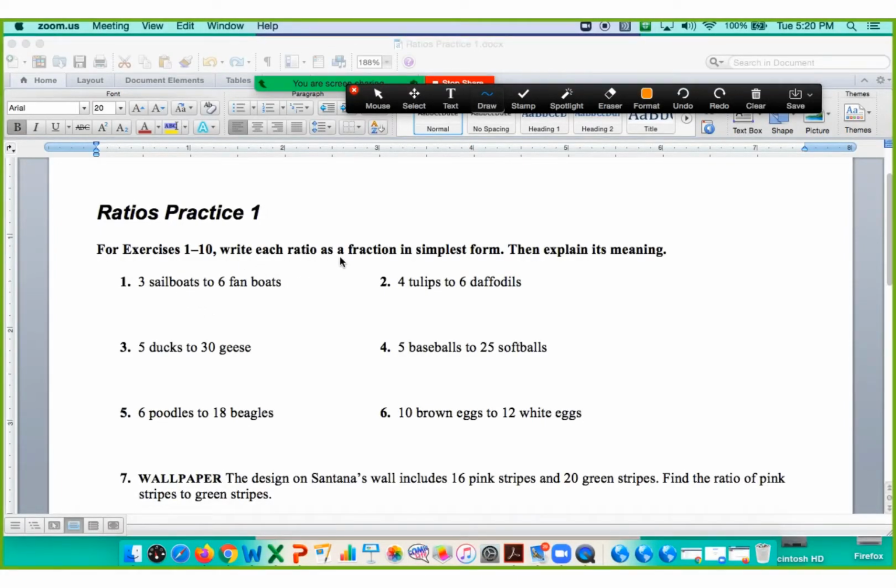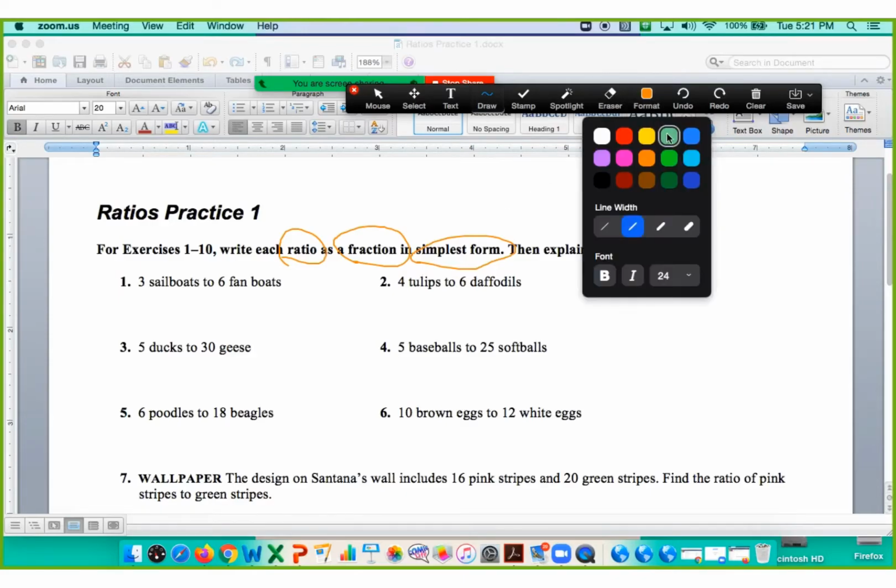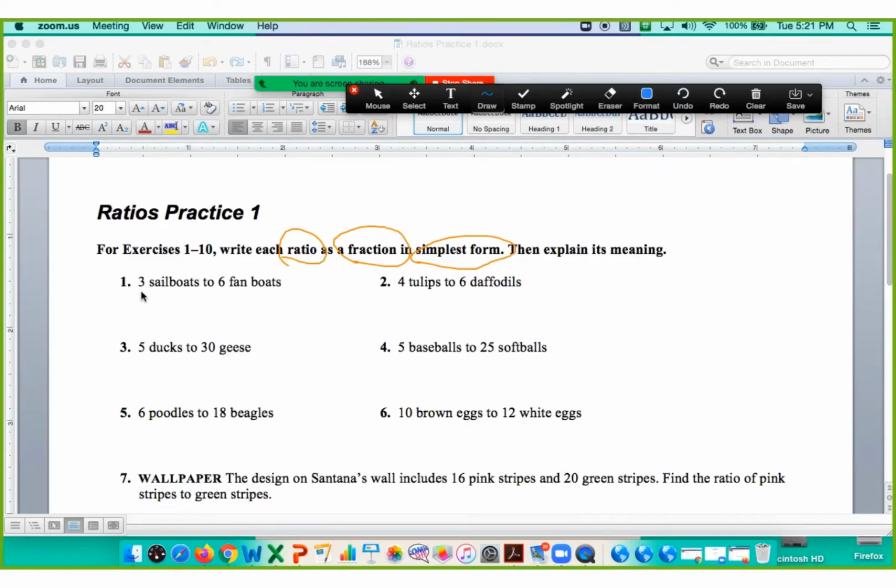We're going to write the ratio as a fraction in simplest form, and then we're going to explain its meaning. So we're going to start with number 1. It says 3 sailboats to 6 fan boats.